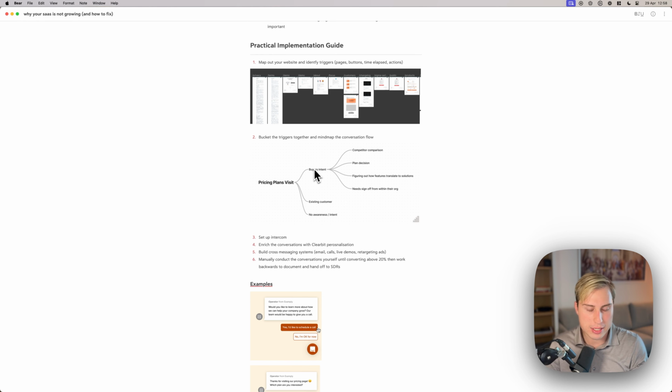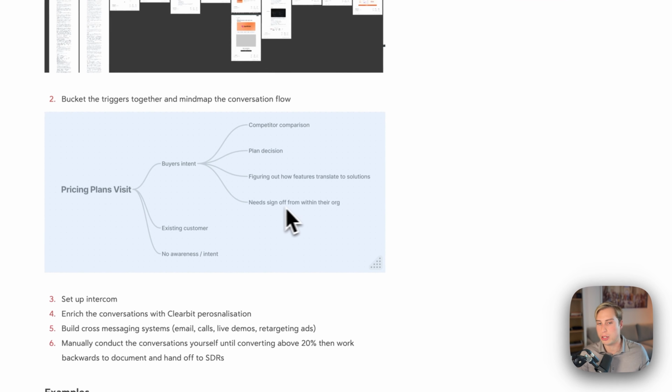Now, on the buyer's intent, the next step would be, okay, they want to buy us, but what is preventing them from buying? And that would also go down different paths. The first thing is they're aware of our competitors and they're comparing us for pricing, or they want to buy, but they're confused about which plan to buy, or they're figuring out how our features actually are value for money, basically, like what value are they really going to get? Or it's someone who's very junior in their company and wants to buy the software, but needs a sign off from someone much higher, right?